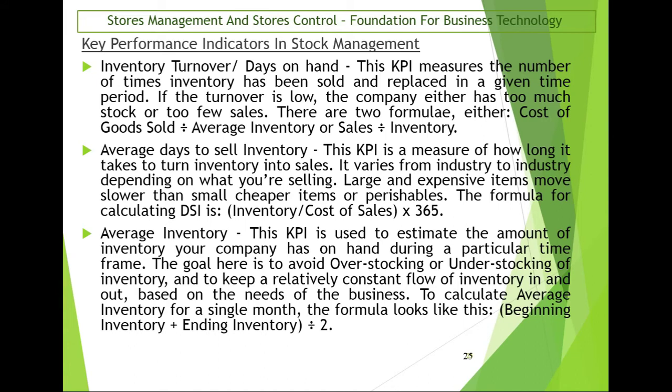So the best inventory manager is the one that buys the quantities that are needed, either in production or for sales, so that the total amount that comes in will be equivalent to the amount that is going out. To calculate the average inventory for a single month, you take the opening inventory, you add the ending inventory, then you divide by 2. That gives you your average inventory for that period.